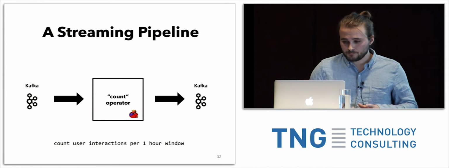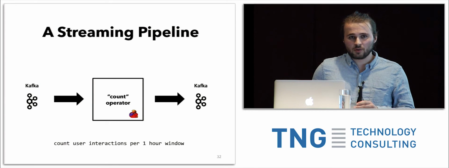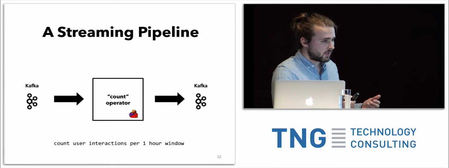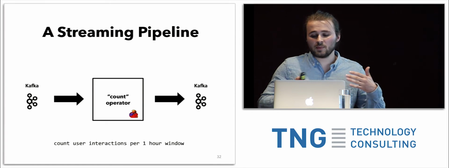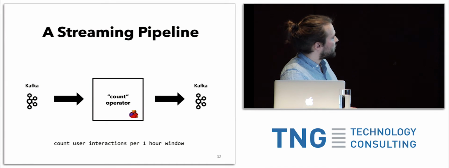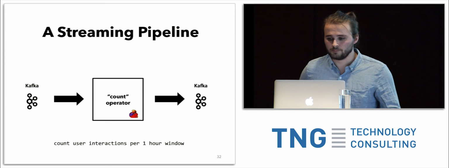For all the examples I'm going to show you, we are taking this basic streaming pipeline as our job to highlight some of the features that are interesting. So again, we have our Kafka source, we have a count operator that counts user interactions per 1 hour windows, and then we write it to Kafka again.